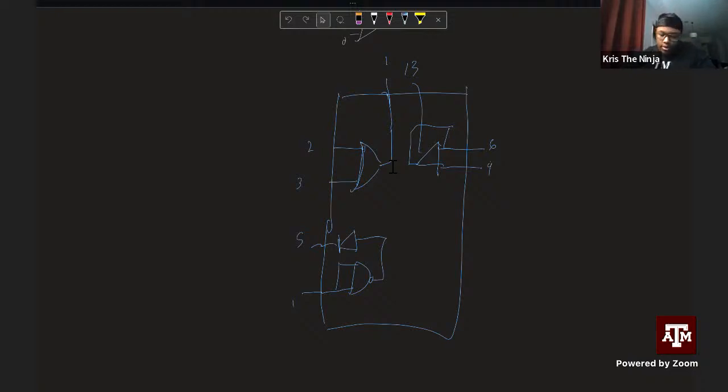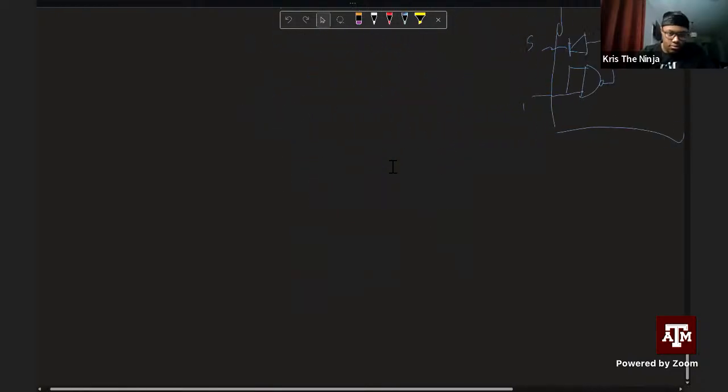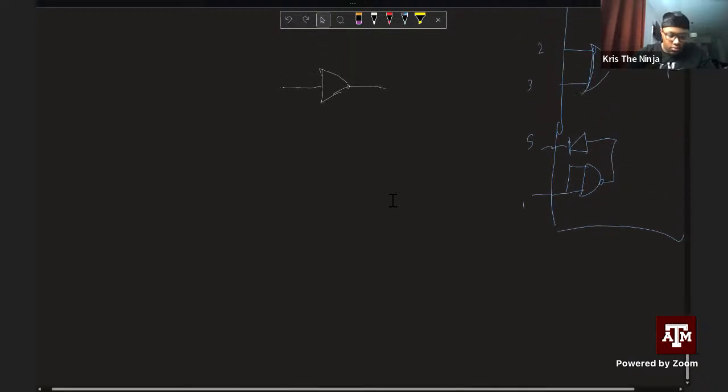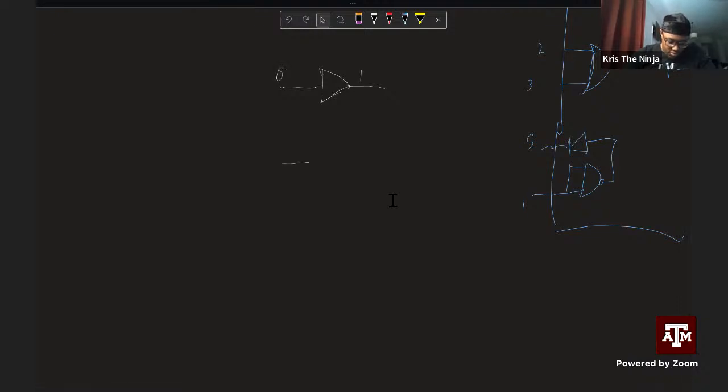Oh, one of the most important gates I almost forgot to show is a NOT gate. So a NOT gate is simply just this out. Put in a zero, you get out a one. You put in a one, you get out a zero. Simple as that. Whatever you put in, it's not that.